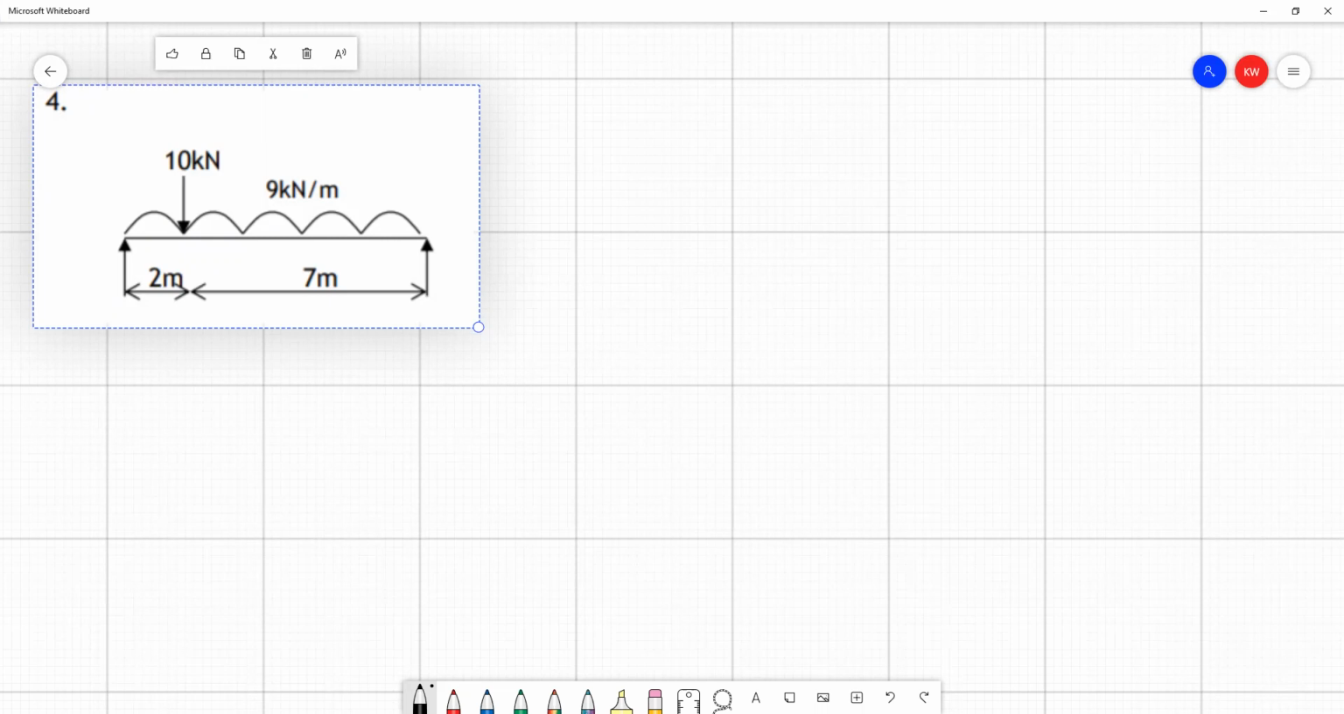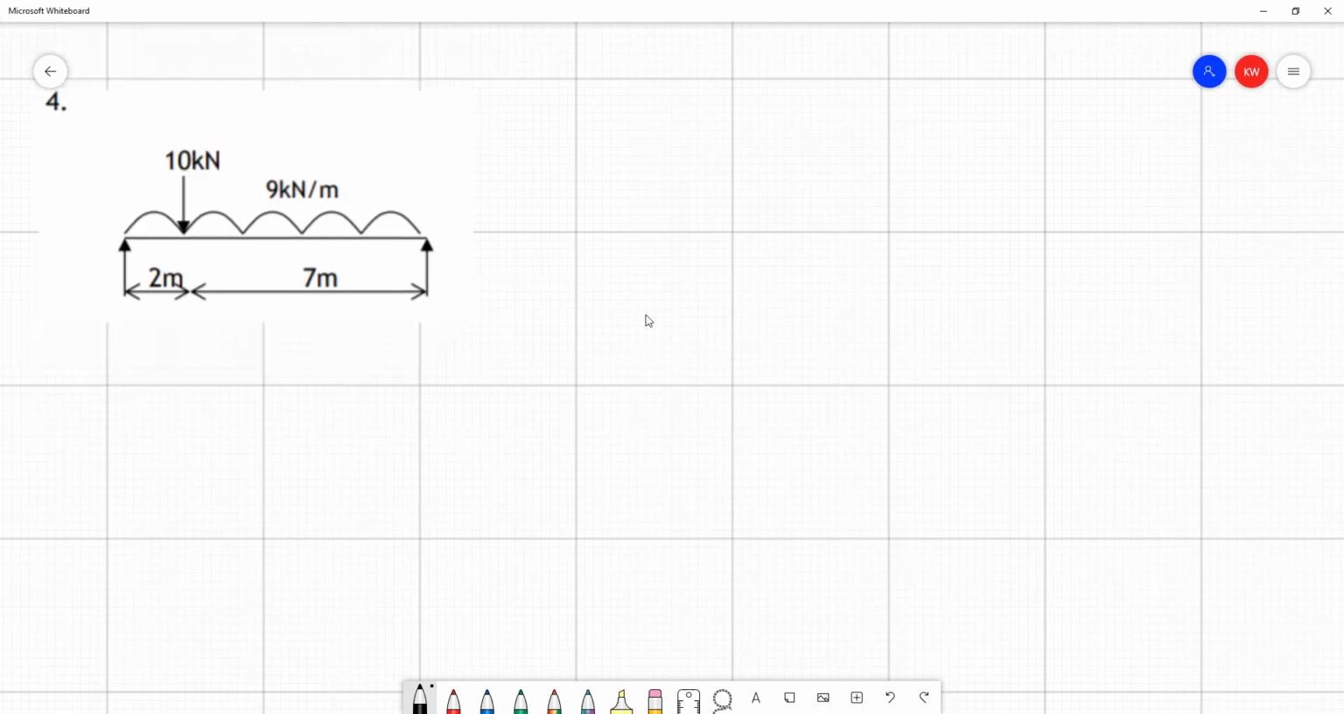This is problem 4 from the tutorial questions on page 21 of the course notes. So this is one of these problems where we're asked to draw a shear force diagram and bending moment diagram. And as is the case with some of the other problems we looked at in the course, we need to find some information about our forces before we can start to do this.